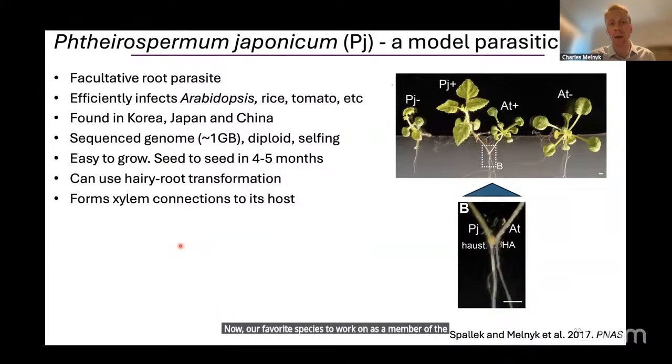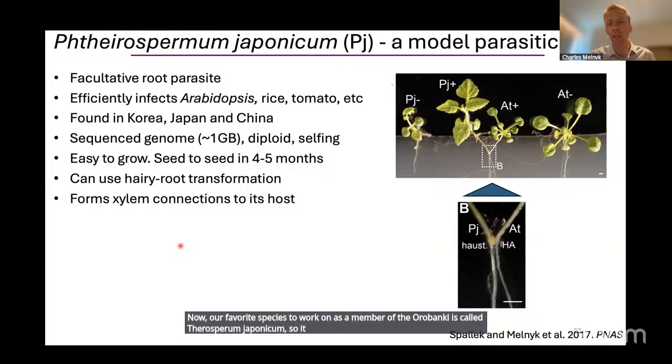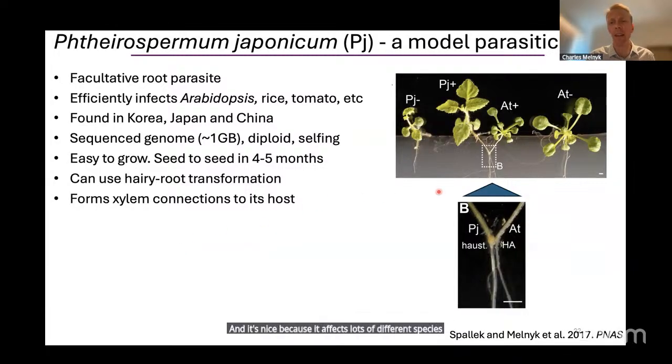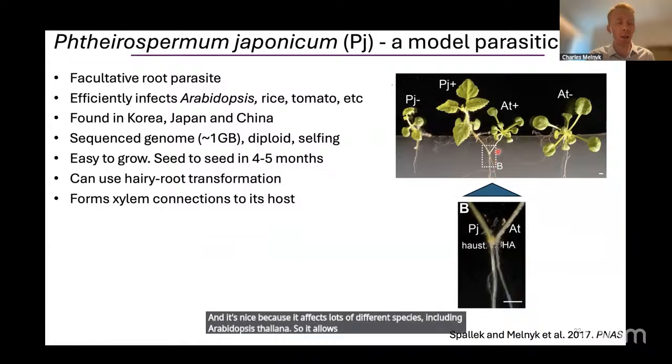Now, our favorite species to work on is a member of the Orobanchaceae, called Phtheirospermum japonicum. It's closely related to a lot of the economically important parasites, such as Striga or Orobanche. And it's nice because it infects lots of different species, including Arabidopsis thaliana, so it allows us to perform a lot of interesting and important experiments using the tools and resources of Arabidopsis.